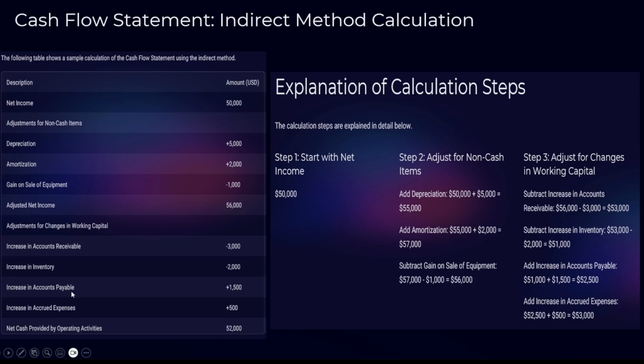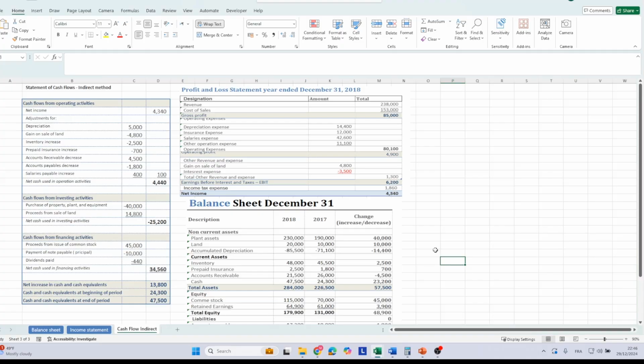We have an increase in account payable, so we put plus 1,500. Increase in accrued expenses, we add it to the total, and we get net cash by operation. And we continue the same thing for investing activities and financing activities. Let's see an example for the indirect method.